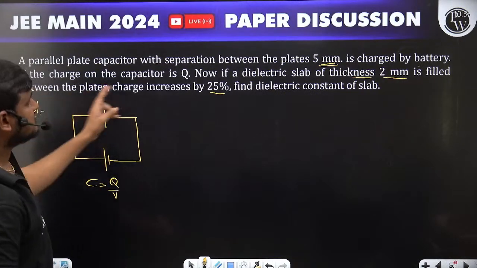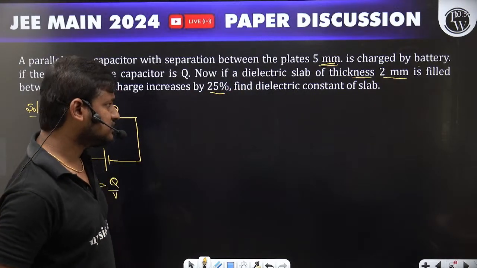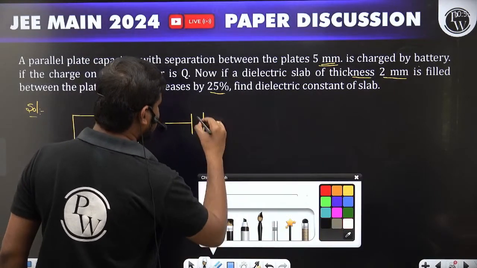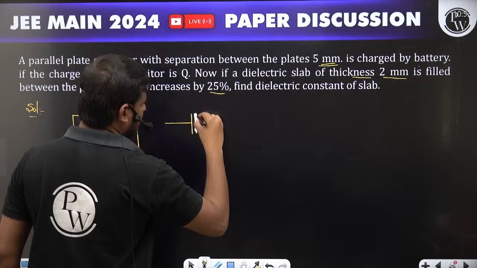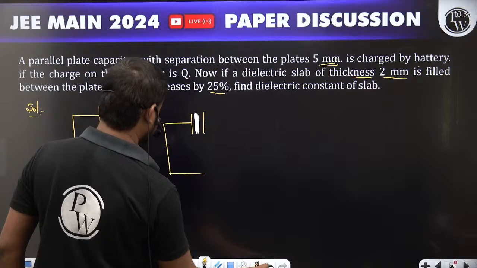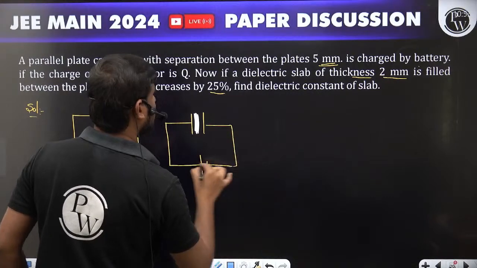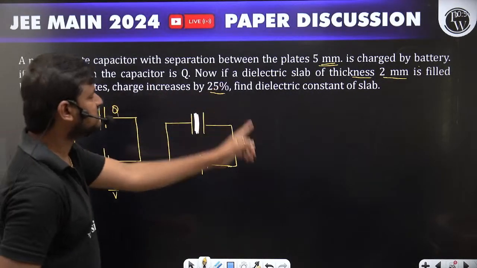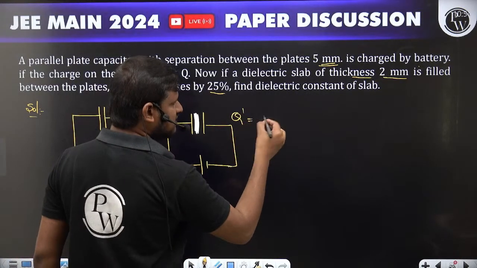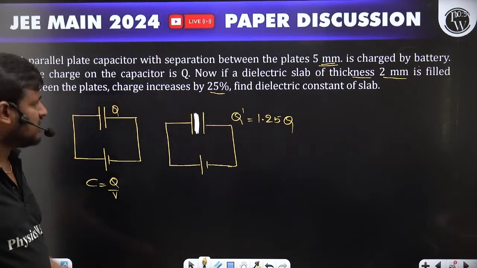Now the second case. Now if a dielectric slab of thickness 2 mm is placed between the plates, the same battery is connected. Now the charge increases by 25%. That means Q dash is 25% more, meaning 1.25 times the previous one.